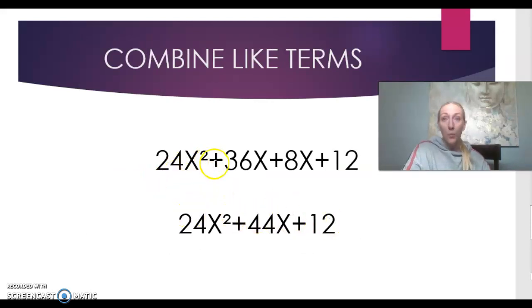To solve your problem and create a polynomial from the binomials, which means one set of terms, you're going to have 24x squared plus your 36x plus 8x plus 12. You're going to combine like terms. So you're going to take the 36x and add your 8x. It's going to equal 24x squared plus 44x plus 12.